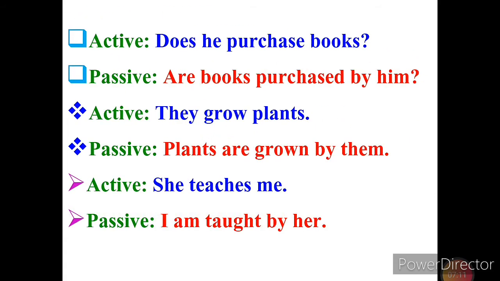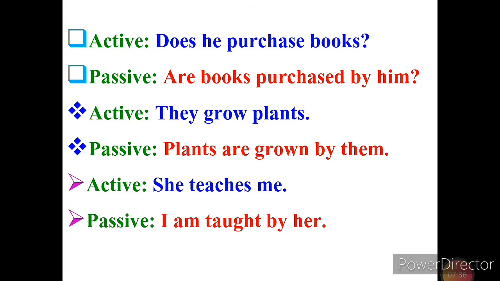Now, does he purchase books? Passive form: or books purchased by him? In the previous sentence, we have seen the object singular. Now, we can see object plural, that is books. So, are books purchased by him?